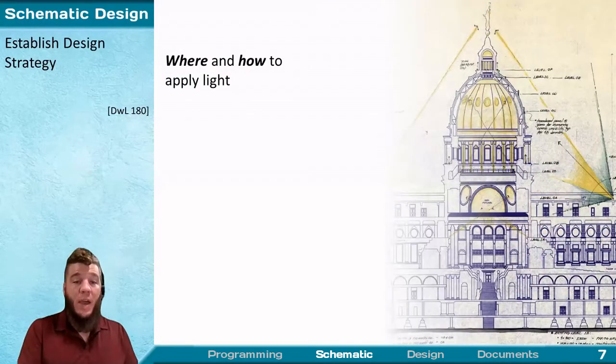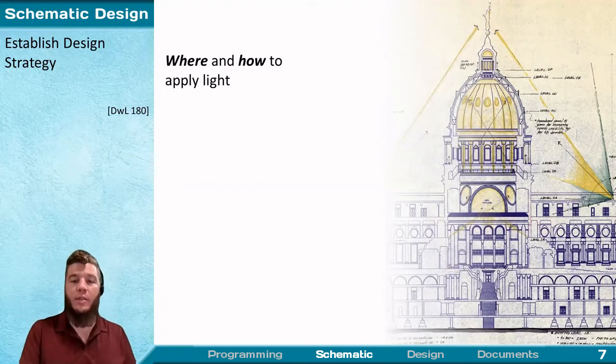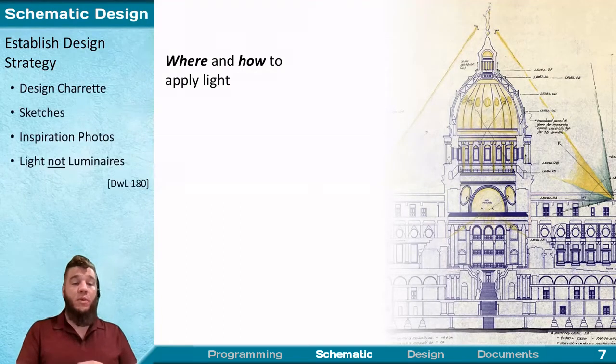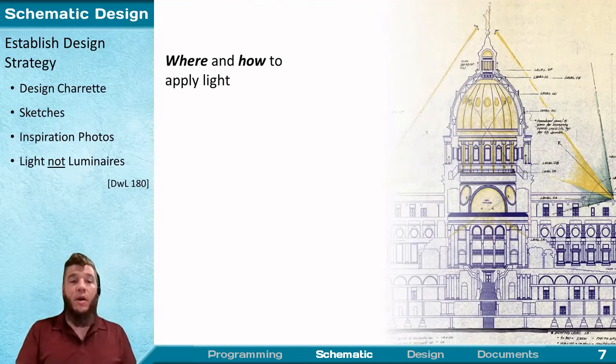Moving on to schematic design. The fundamental thing we're doing in this phase is establishing our design strategy. In other words, the where and how to apply light. Some approaches that I think are especially worthwhile: design charrettes, basically just the design team getting together and spitballing ideas and coming up with solutions to problems. Sketching is extremely effective, just outlining where and how you want to apply light. For example, the image on the far side here.